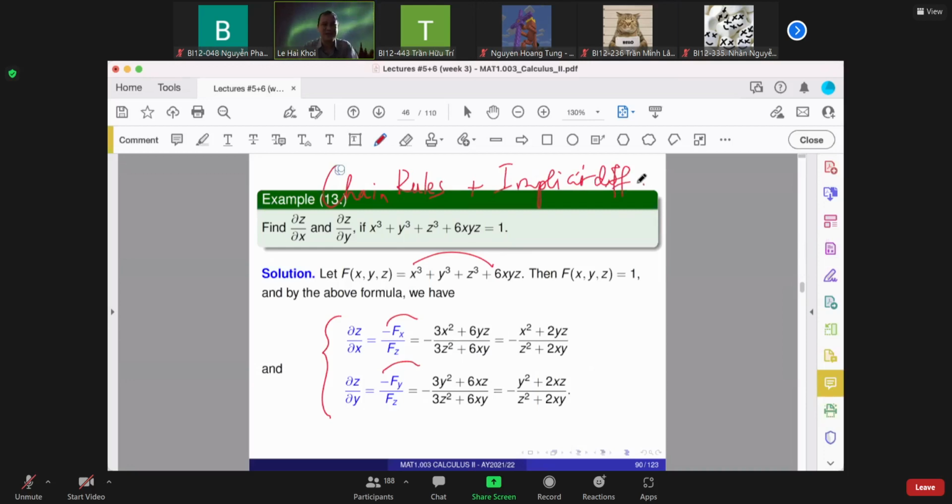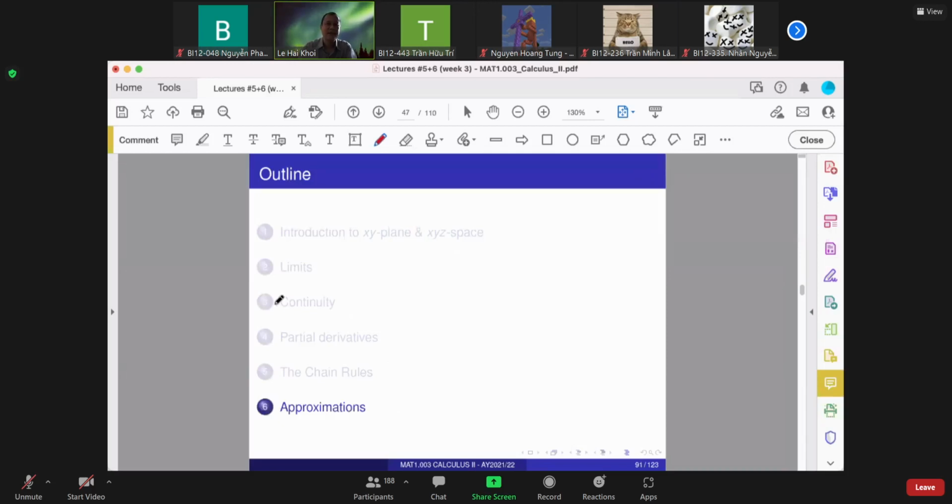So we stop at this point, the first half of the lecture, and we take a break. We start to look at the most difficult part of chapter 1, which is approximation. Okay? So, short break.